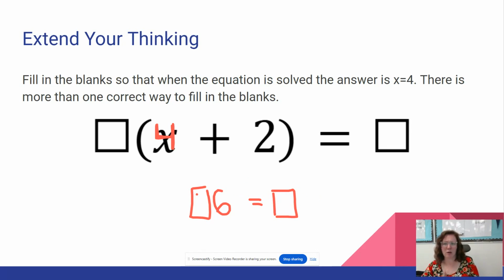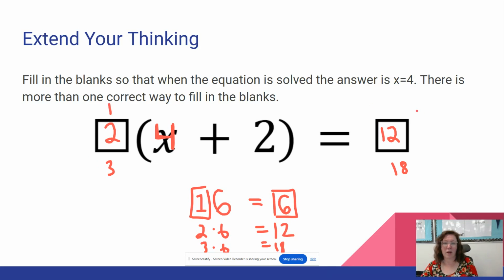Oh, cool, yeah. So let's just put anything here. Let's just put a 1 right here. Well, what's 1 times 6? It's 6, so that has to be the answer. What if we put a 2 here instead? What's 2 times 6? So this box would have to be a 12, right? So we could fill in a 2 and a 12. We could keep going. 3 times 6 is 18, so we could fill in a 3 and an 18, right? We could have done that 1 and that 6. All of those would correctly work and get us x is 4.